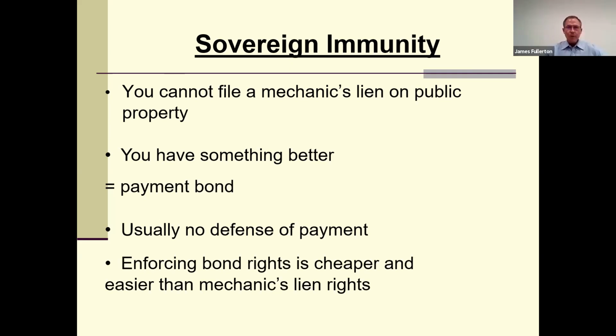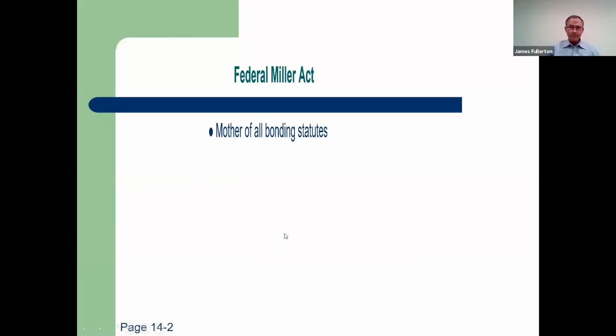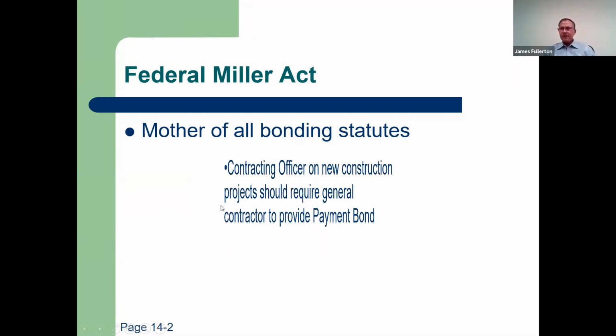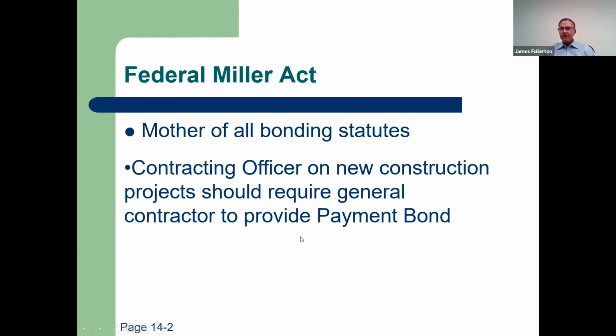Enforcing bond rights is cheaper and easier than mechanics lien rights. It's just less complicated. All right, the Federal Miller Act is the mother of all bonding statutes. That's where it started in the 1930s. The contracting officer on new construction projects should require the general contractor to provide a payment bond.